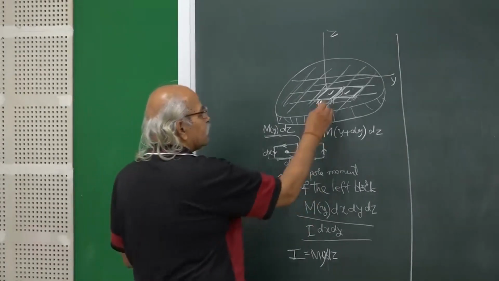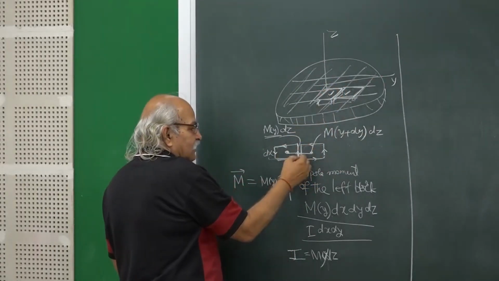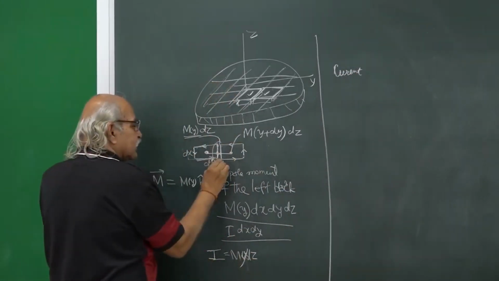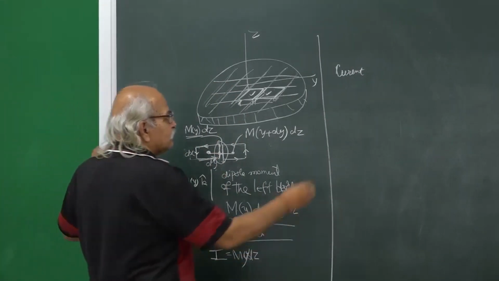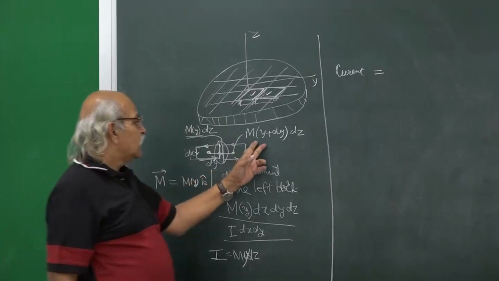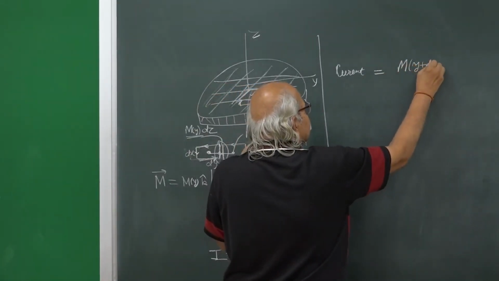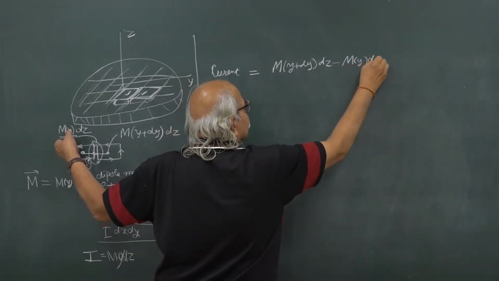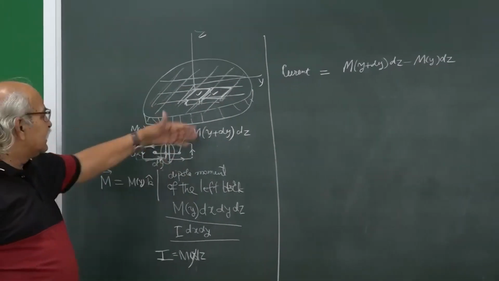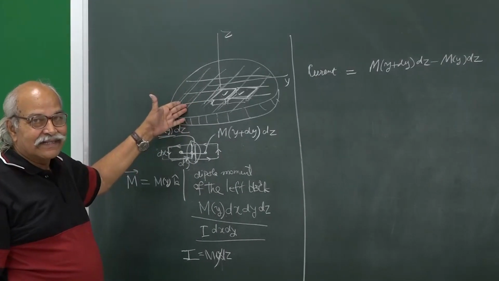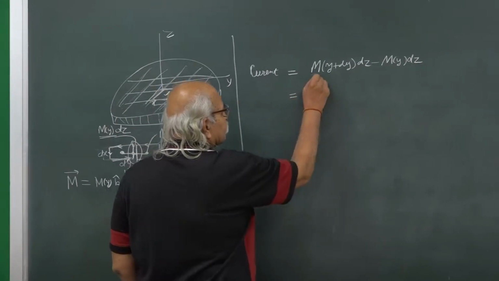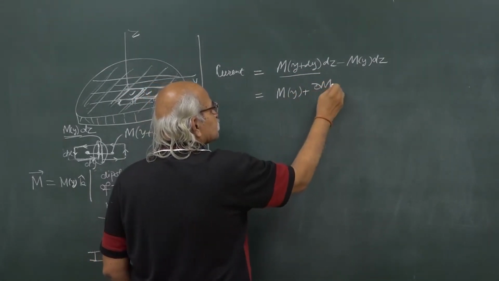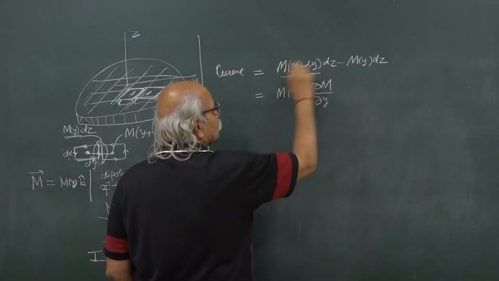That is your x direction. This is y, this is z, and this is x direction. So, the net current here, the two currents taken together, will be equal to M at y plus dy times dz, minus M at y times dz. So, this is the current which is going in x direction. Now, we can write this M at y plus dy as M at y plus the rate of change of M with respect to y, times how much y has changed, dy.